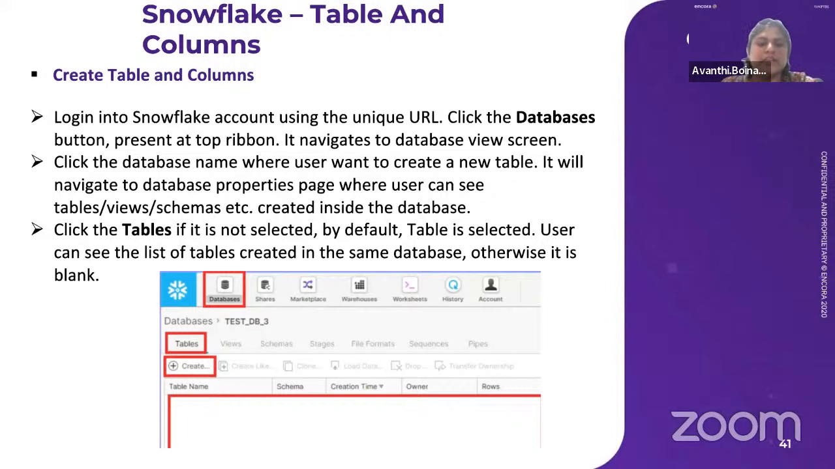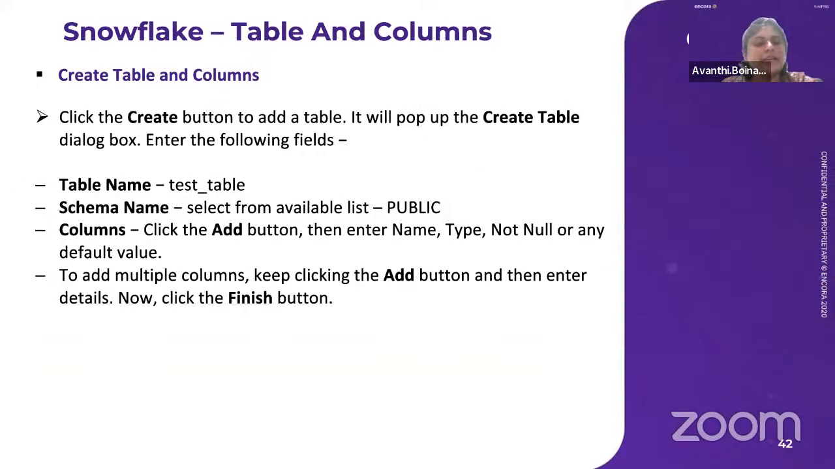See here. Next, click the create button to add a table. It will pop up the create table dialog box. Enter the following details. We should give the table name, schema name, and column name, and to add multiple columns, keep clicking the add button and then enter details. Now click the finish button. So this is how it works.